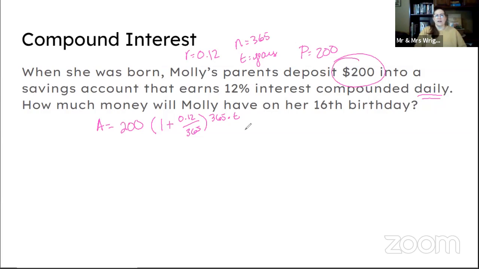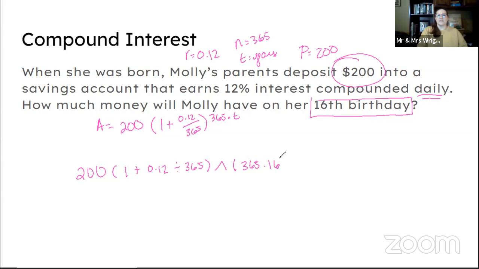Okay. Now the question is, how much money will Molly have on her 16th birthday? Well, on her 16th birthday, 16 years have passed. So we can plug that 16 into where the T is. So let's see how this would go into the calculator. 200, open parentheses, 1 plus 0.12 divided by 365, close parentheses, caret, open parentheses, 365 times 16. It's a times right there.